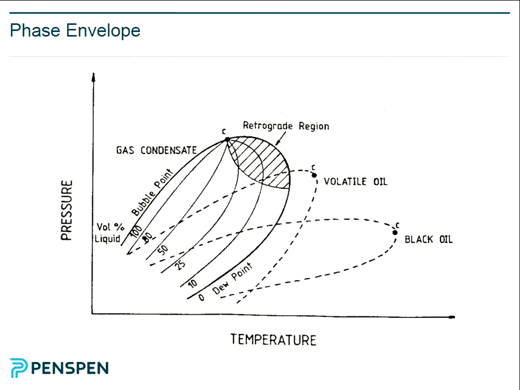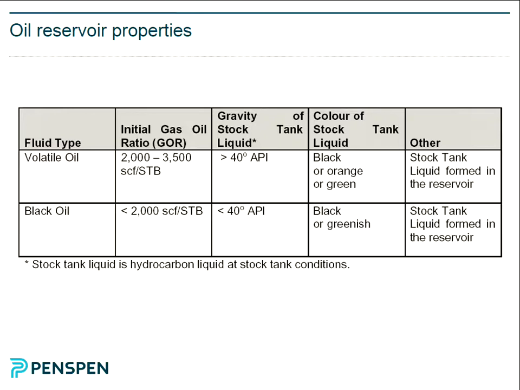Less than 40 API, black or greenish colour, stock tank liquid formed in the reservoir again. So fluid types, dry gas, that's incredibly unusual actually. Very rarely come across completely dry gas in a reservoir. So just gas, no water, and no other hydrocarbons. It does happen, but it's very, very unusual to get that situation. So no stock tank liquid, basically just dry gas.